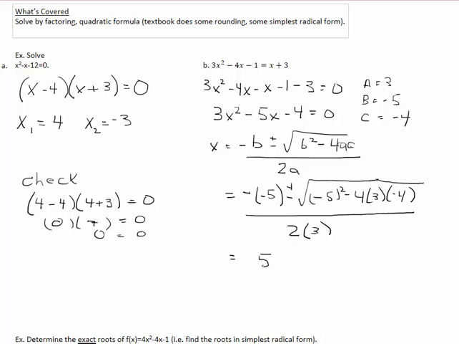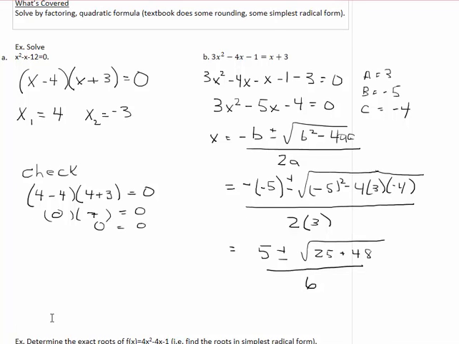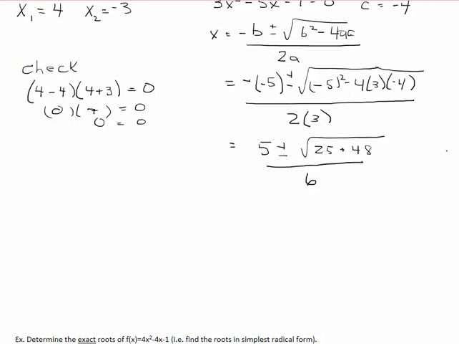So when you start to simplify this, you have plus or minus the square root of 25 plus 48, all over 6. Make some room there so we can start to simplify. So we have 5 plus or minus the square root of 73 over 6.